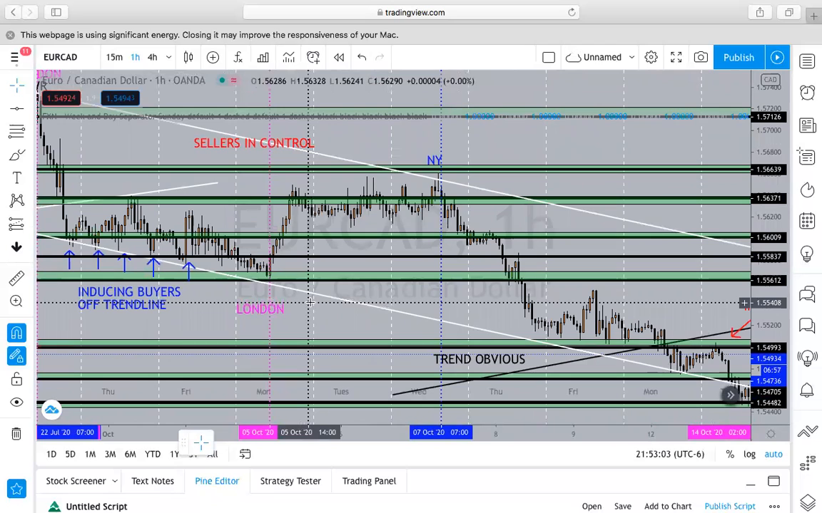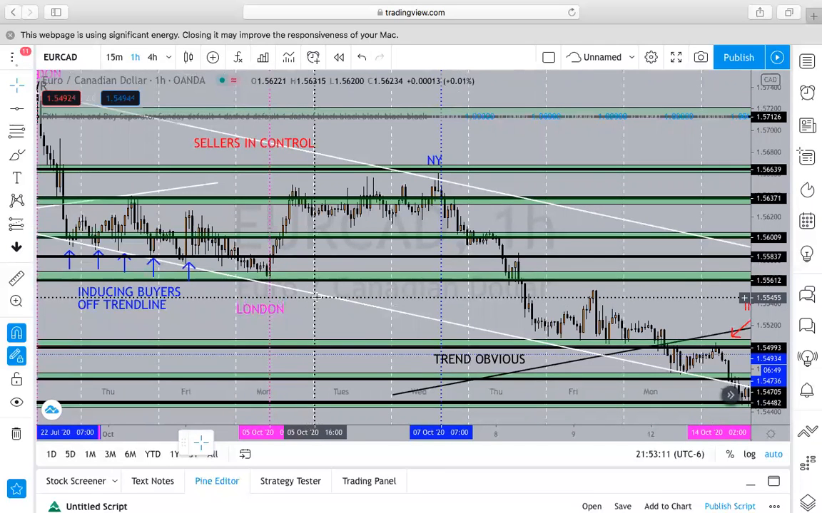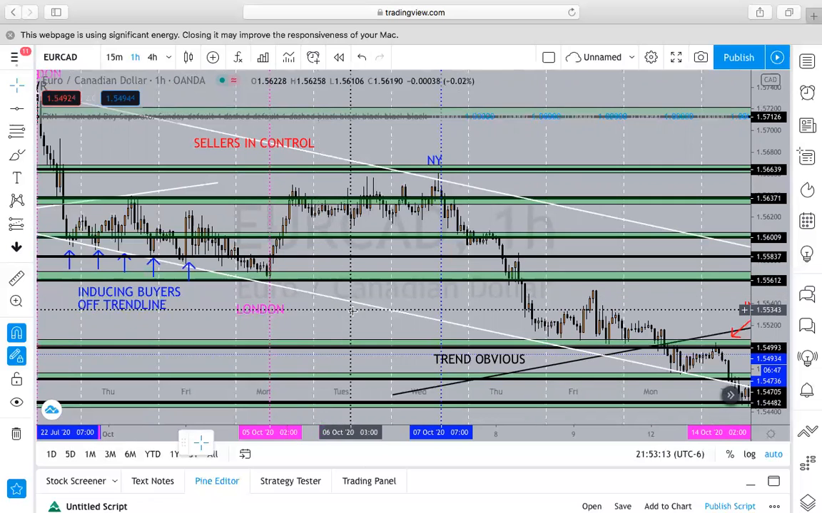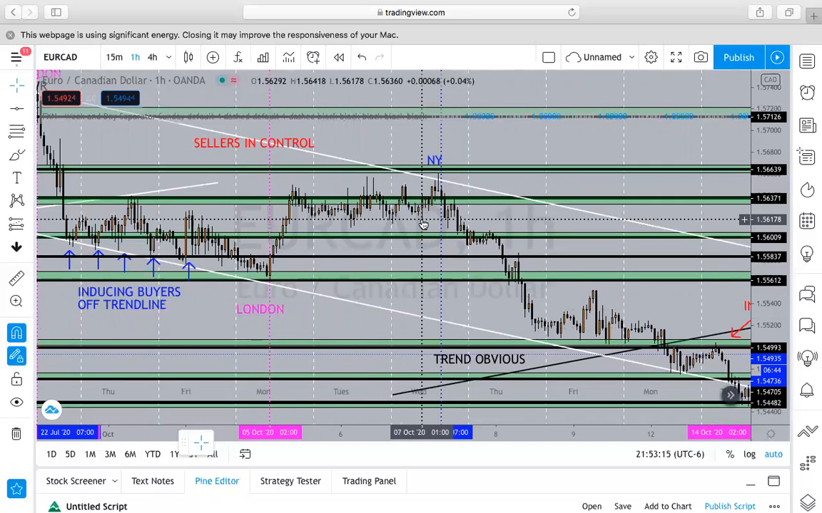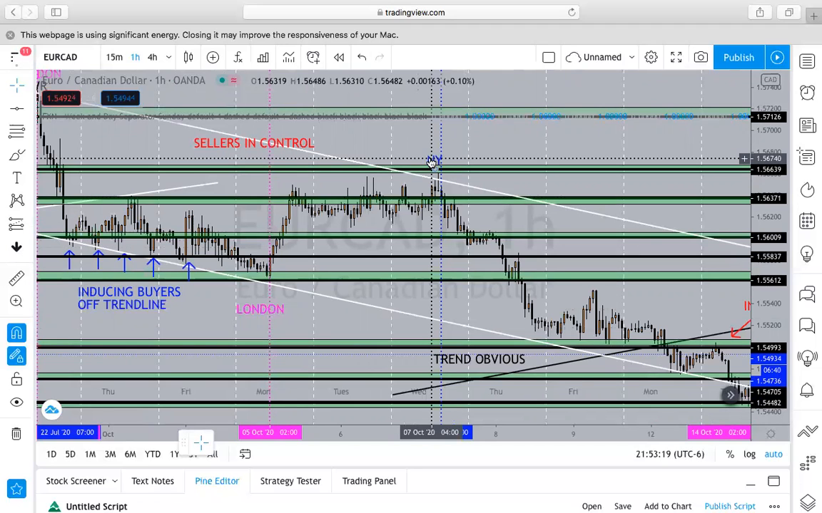They're showing obvious trends for a reason: to get you to get in, to manipulate you. So understand market structure. That will help you a whole lot in the end.